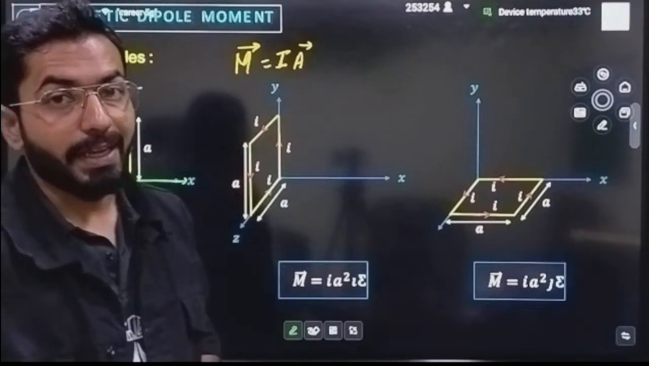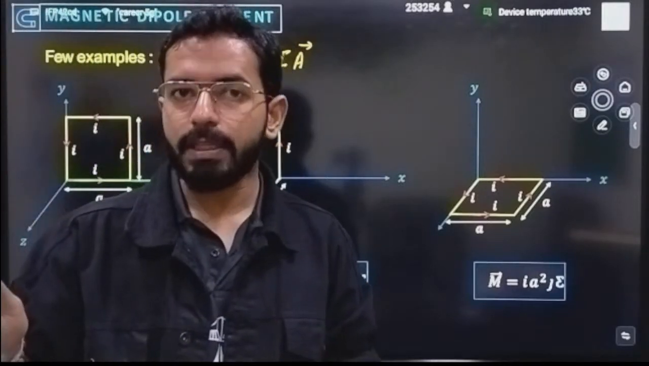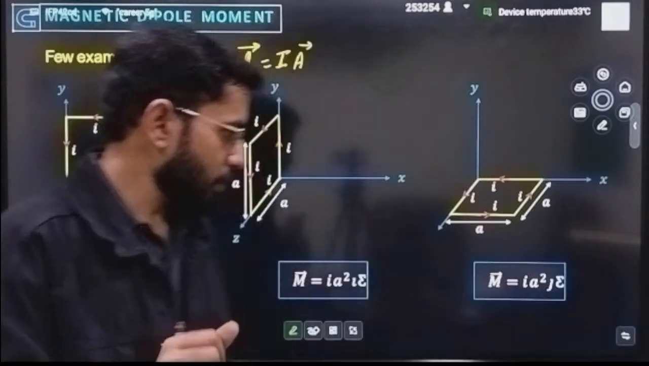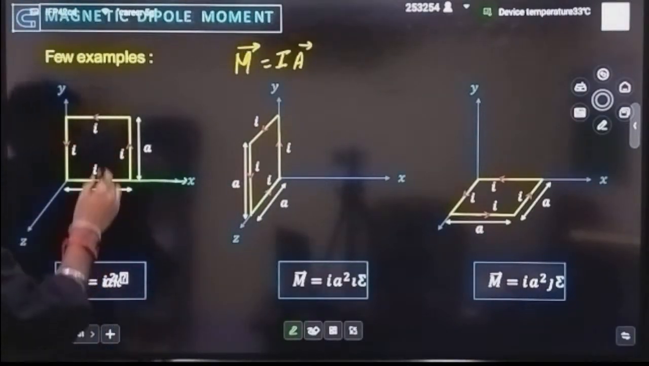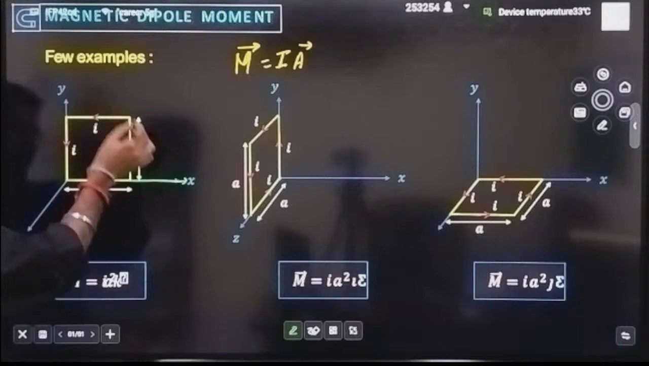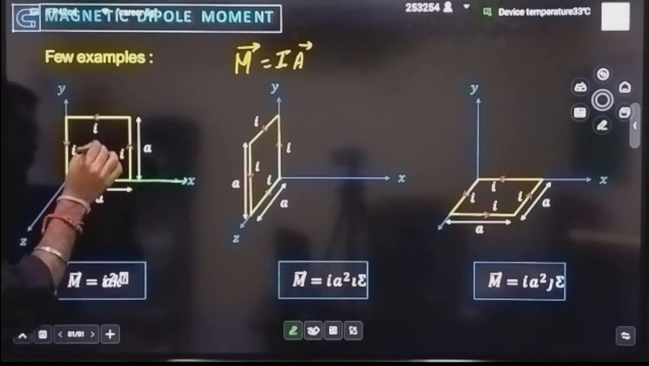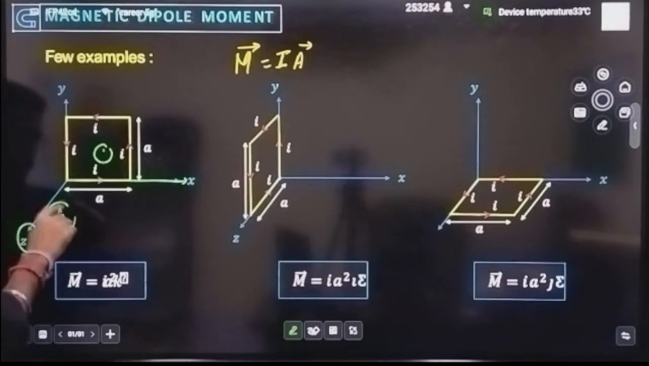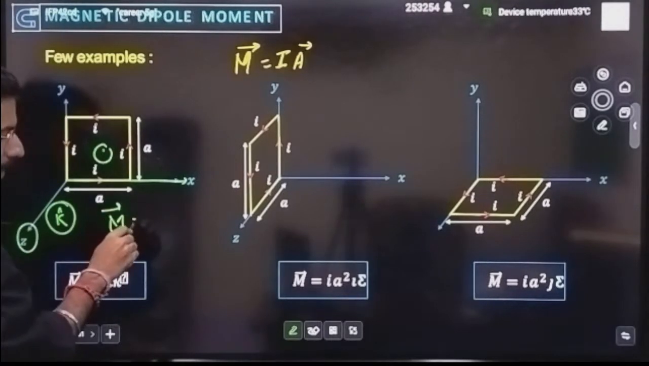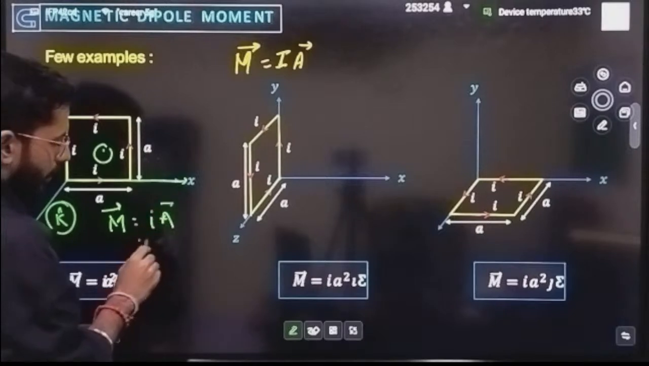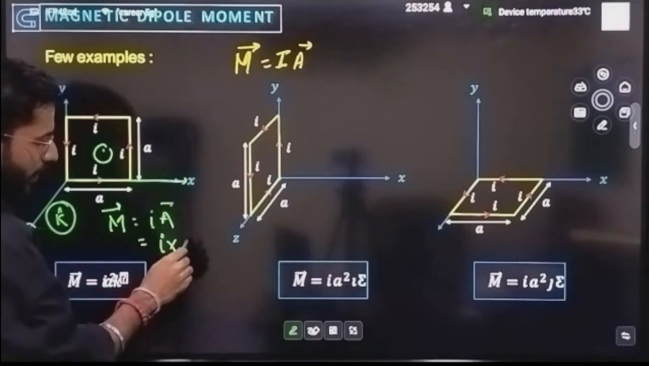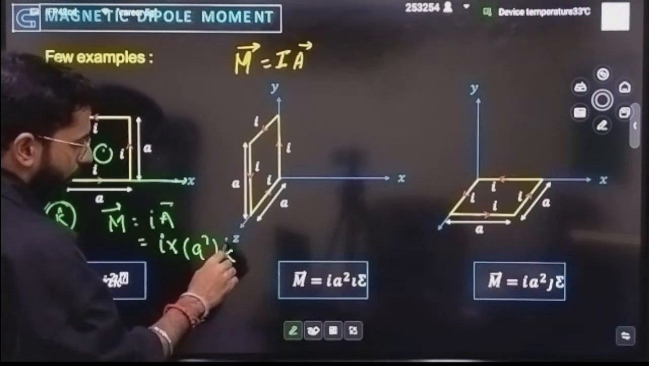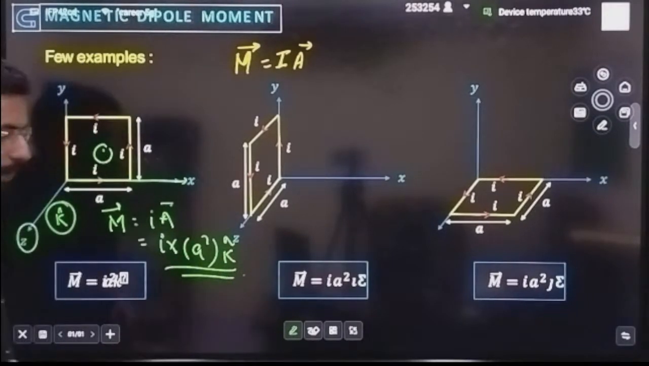Always the magnetic dipole follows the area vector. Whatever the direction of the area vector is, it will be the same direction for the magnetic moment also. Correct? So if I ask what the direction of the magnetic moment or area vector is, I can say the area vector will come out of the plane. That means the positive k direction. So when I write the magnetic moment, I will write I into the area vector. What is the area vector here? The area will be a square and the direction will be k cap. This is the magnetic moment.